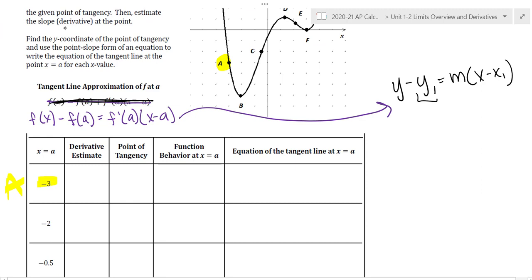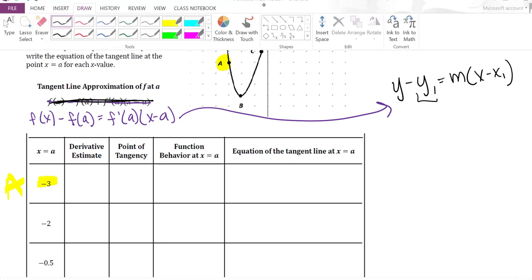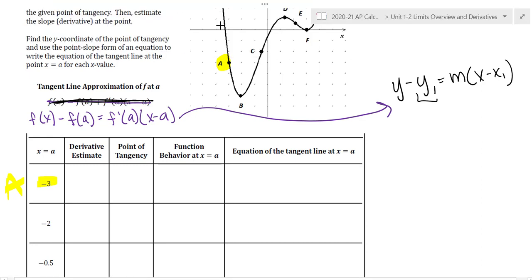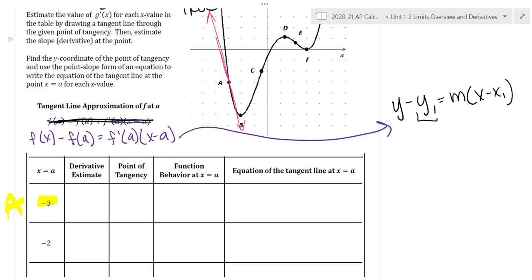The derivative estimate, so we're going to say, okay, what looks like is happening here at point A? If I were to draw a line, let's see. I'm going to get this a little bit closer so we can get a better idea of what's happening. And if I look at this right here, we're going about 1, 2, 3, 4. So it looks like we're going down 4 over 1. So I'm going to say my derivative estimate is going to be -4.